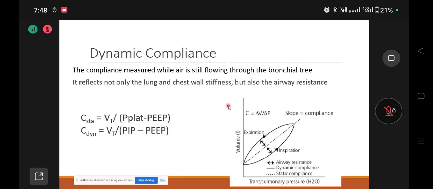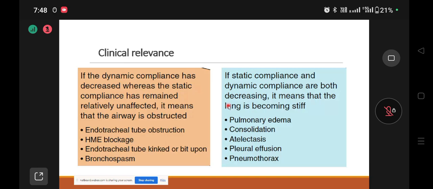We talked about static compliance and dynamic compliance, so let us talk about the clinical relevance of it. What I've already enumerated earlier is that if the dynamic compliance has decreased whereas the static compliance has remained relatively unaffected, it means probably the airway is obstructed. So always look for these figures on your ventilator. If this is happening, look for a block in your ET tube, a heat moisture exchanger blockage, kinking, or bronchospasm or something like that.